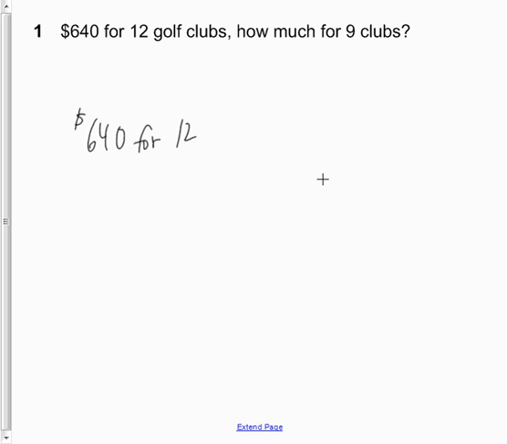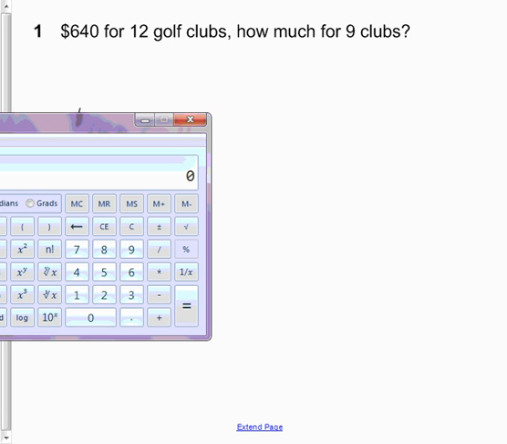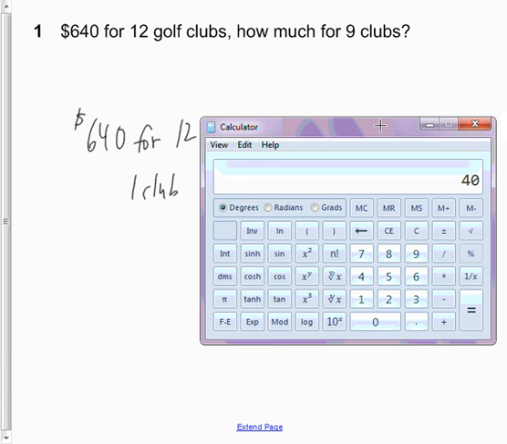How much is 1? You're going to take the 640 and divide it by 12. The unit rate for that is going to be $53 and a third. I'm not going to write it as a repeating decimal, I'll just write it like that.